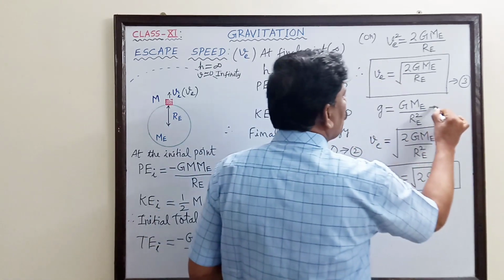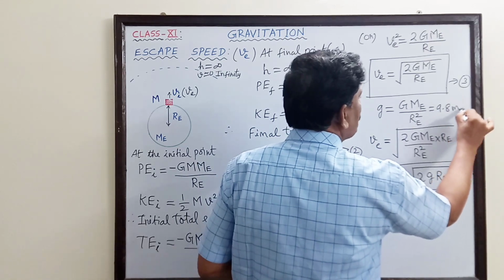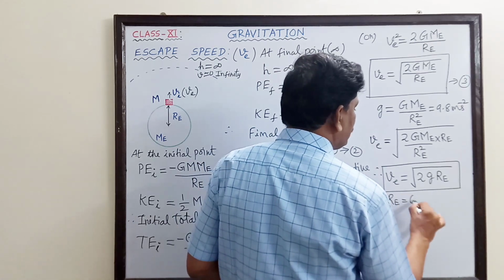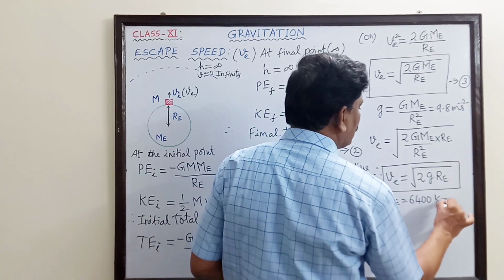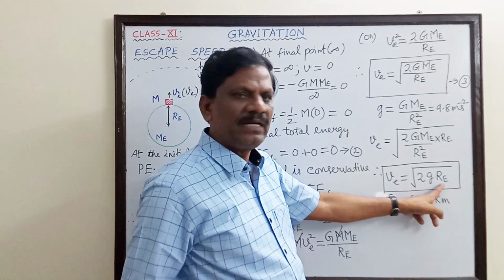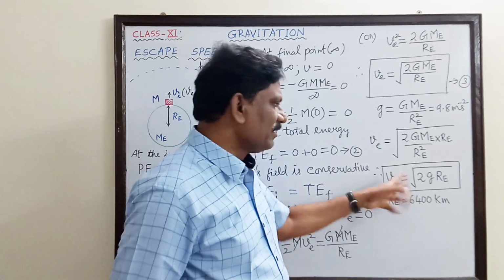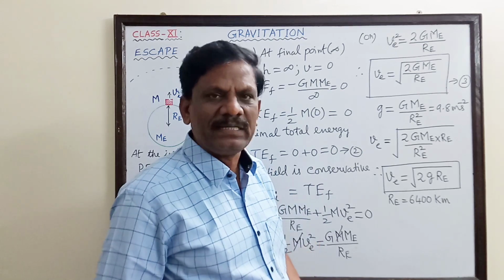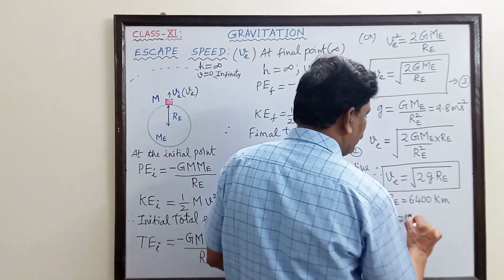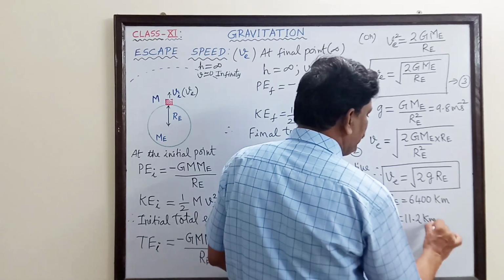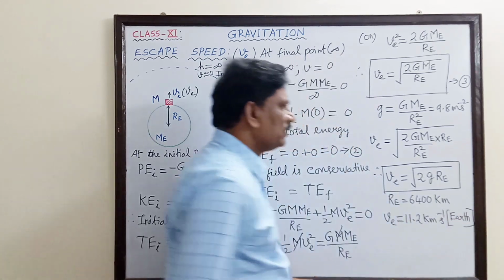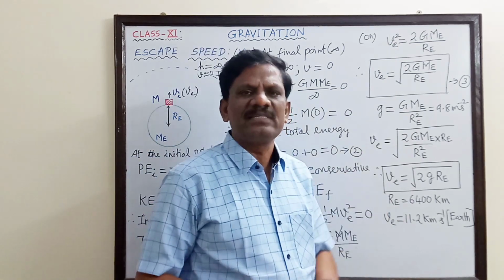So g is equal to what? 9.8 meters per second square on earth, and the radius of the earth is equal to 6,400 kilometers. If you substitute 2 into 9.8 into 6,400 into 10 power 3 meters, and take the square root, you will get some value, is it not? That calculated value, V escape, is 11.2 kilometers per second on earth. These equations are common for any surface, any planet.